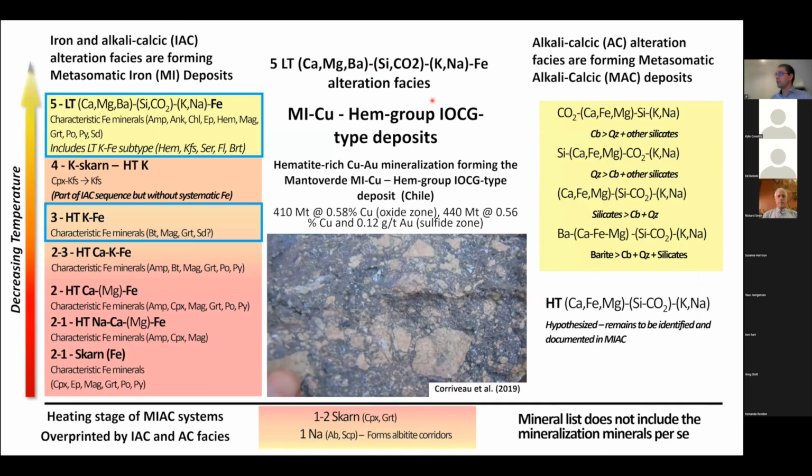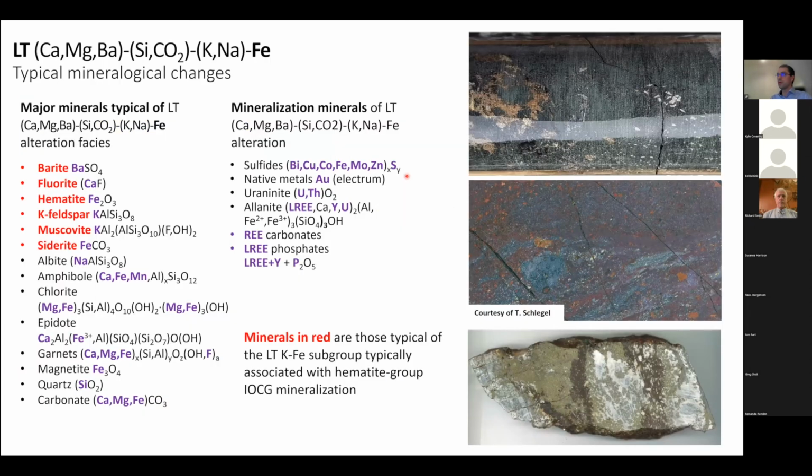Moving to hematite group IOCG deposits. Hematite group IOCG deposits are formed at lower temperature. One thing about lower temperature alteration facies is that there's a real explosion of complexity in the types of mineral assemblages that are possible at this lower temperature.